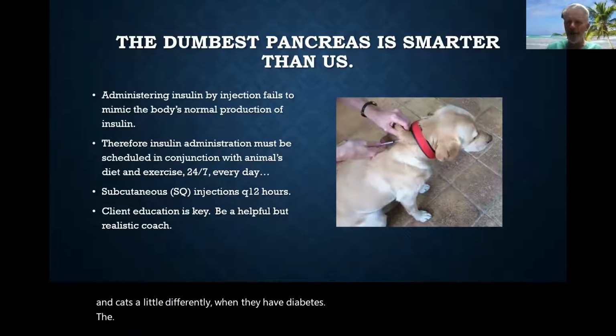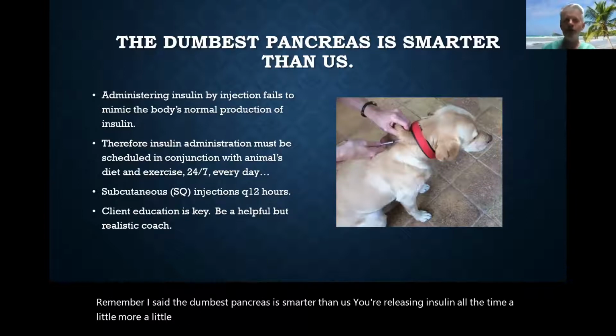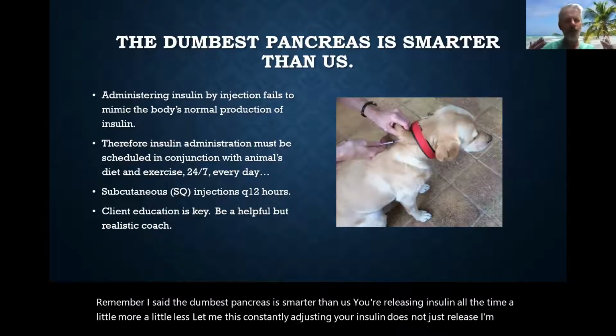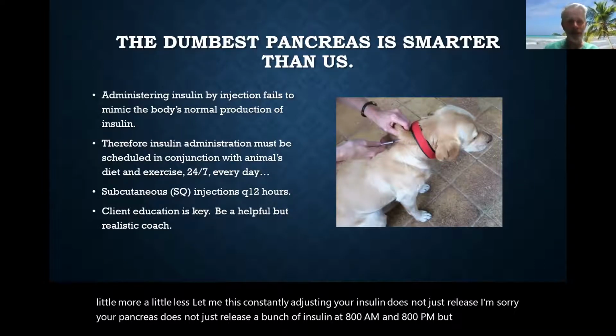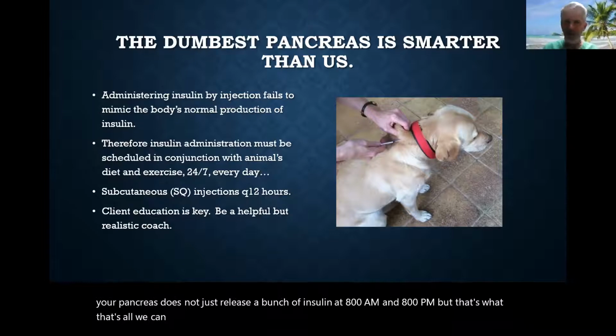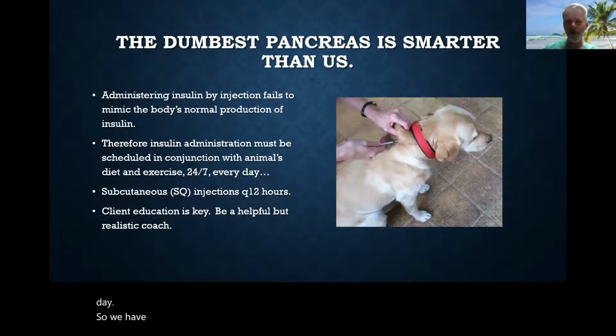Remember I said the dumbest pancreas is smarter than us. So you're releasing insulin all the time, a little more, a little less. It's constantly adjusting. Your pancreas does not just release a bunch of insulin at 8 a.m. and 8 p.m. But that's what we do. That's all we can do. We can't have the owner giving insulin every second of the day. So we have the owner give it in the morning and at night, usually 12 hours apart, subcutaneous.